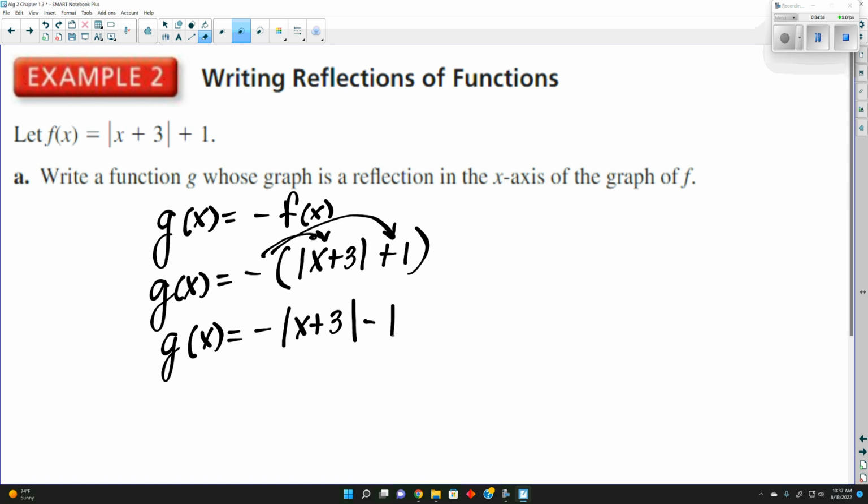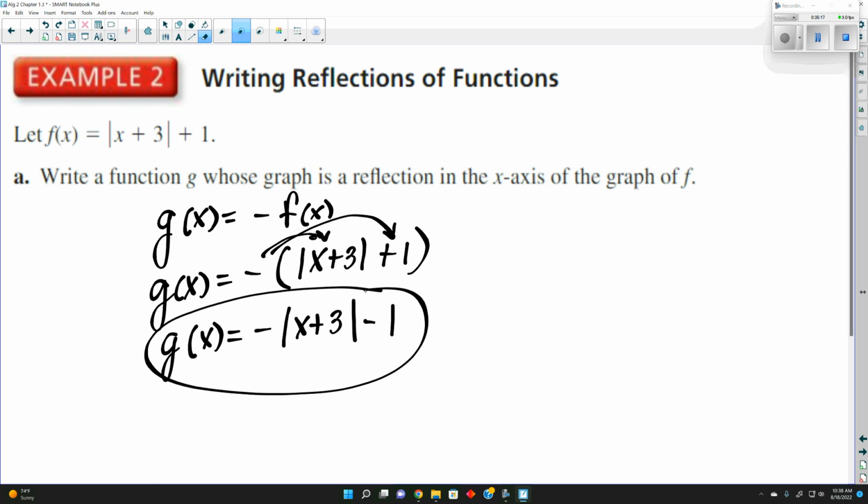Questions on this so far? We ready for the next step? Yes? That's it. Questions on this here? We ready for the next one?